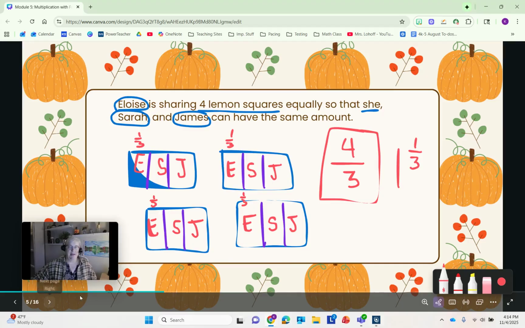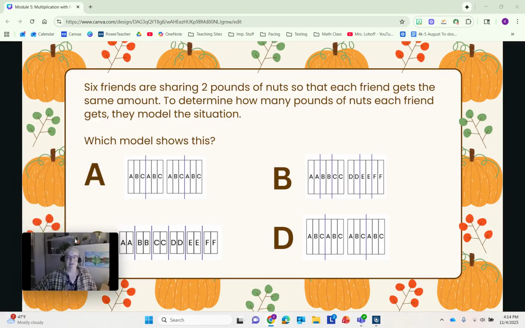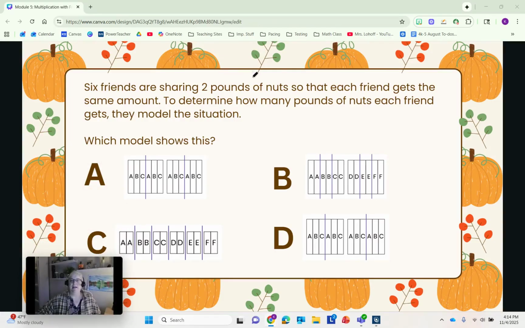Let's look at another example. Here we now have 6 friends. 6 friends are sharing 2 pounds of nuts. Let me move myself out of the way so that each friend gets the same amount. To determine how many pounds of nuts each friend gets, they model the situation. Which model shows this? I have an A, a B, a C, or a D.